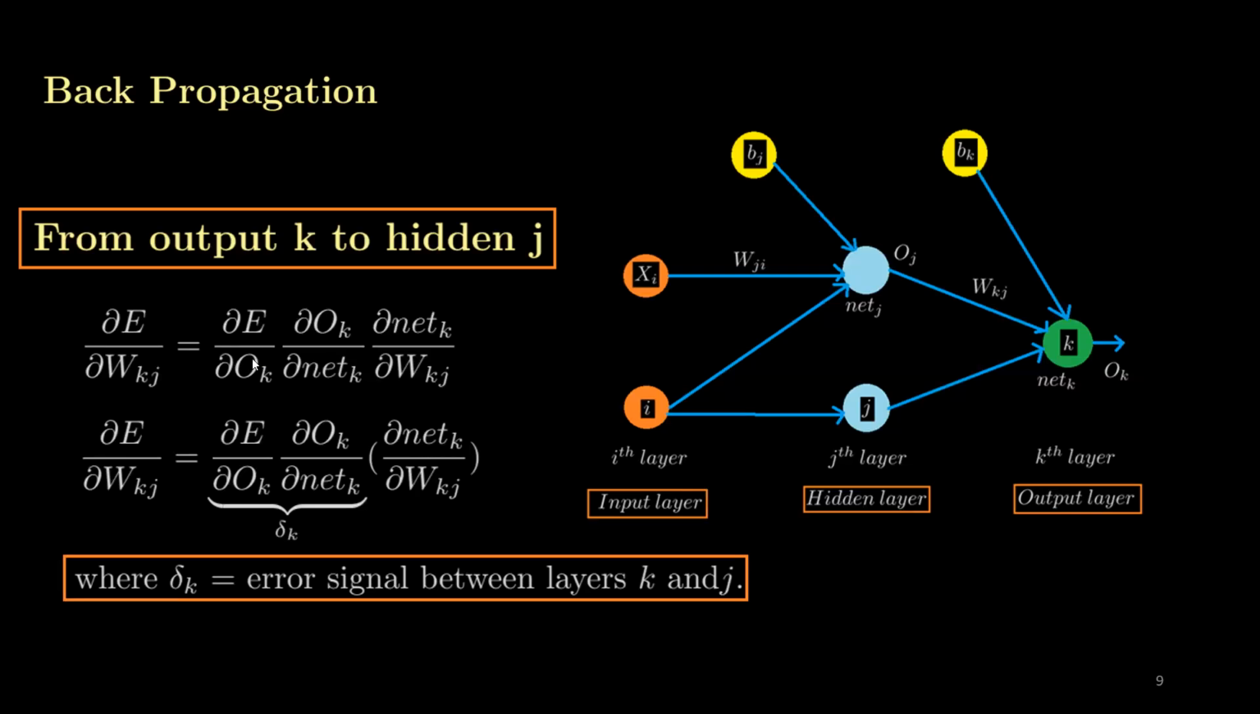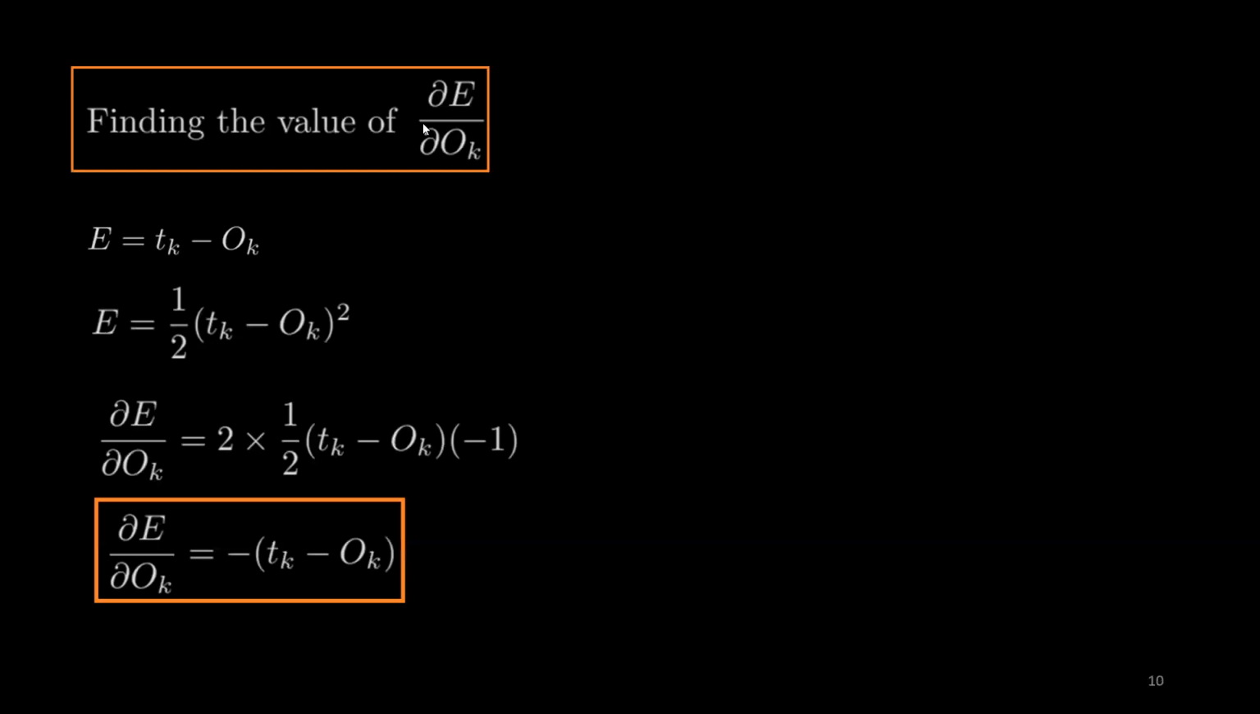Now we have to find the value of this term, this term, and this term. After finding these 3 values, we will put those values here so that we can get the exact value of this gradient, that is the rate of change of error with respect to WKJ. Let's start by finding the value of dE by dOk, or the rate of change of error with respect to OK. So I need to find this value dE by dOk.